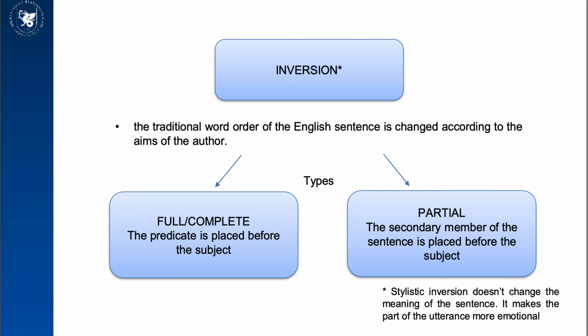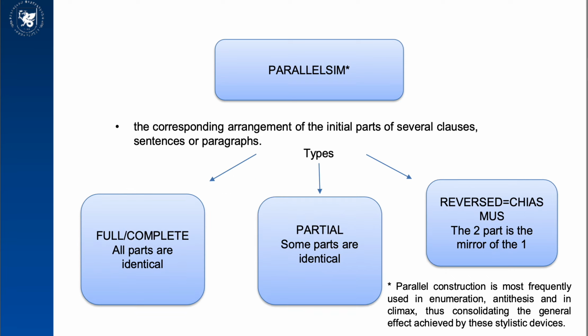Inversion. The traditional word order of the English sentence is changed according to the aims of the author. There are two types of inversion: full or complete, when the predicate is placed before the subject, and partial, when a secondary member of the sentence is placed before the subject. And mind that when we talk about stylistic inversion, it doesn't change the meaning of the sentence. It's used to make the utterance more emotional, to emphasize it.